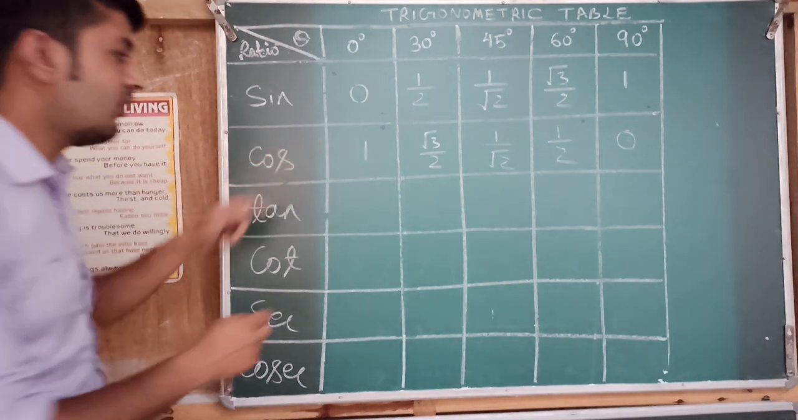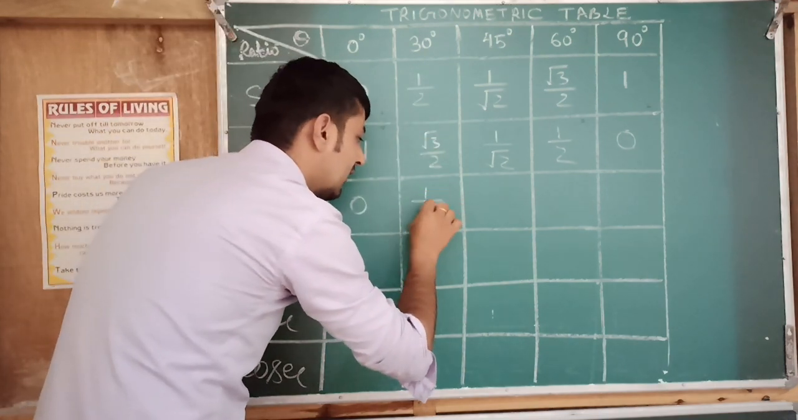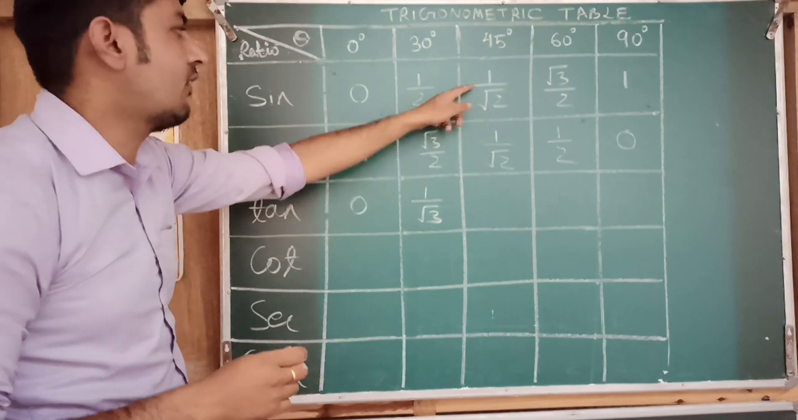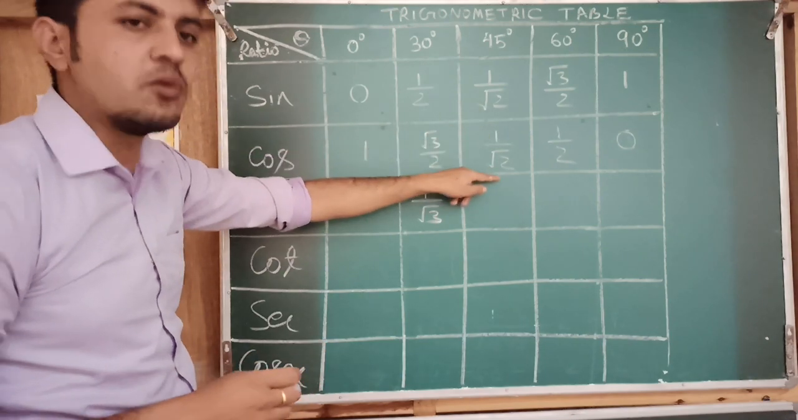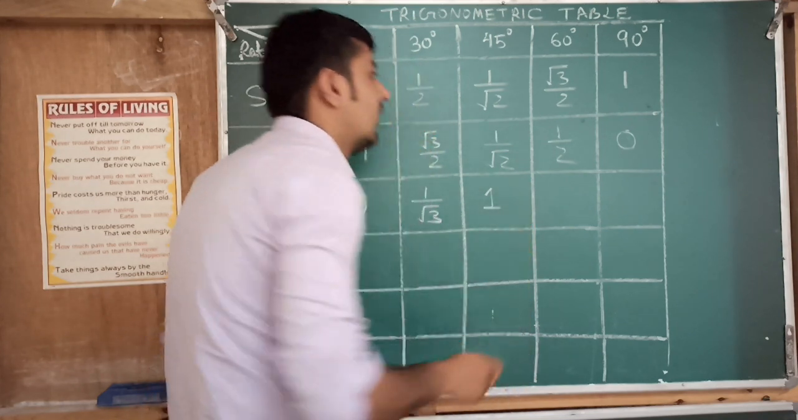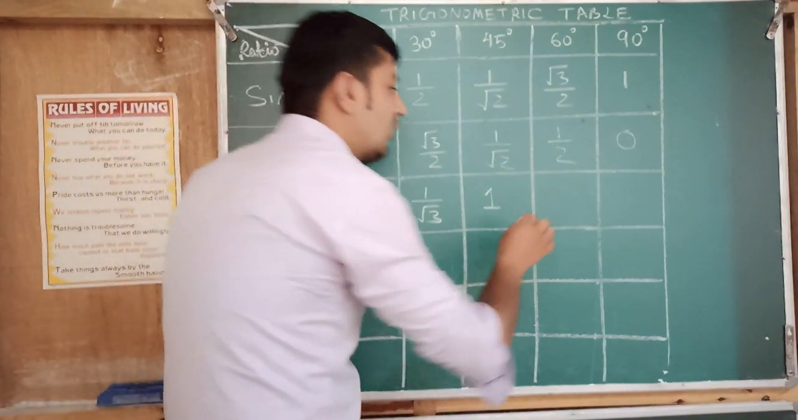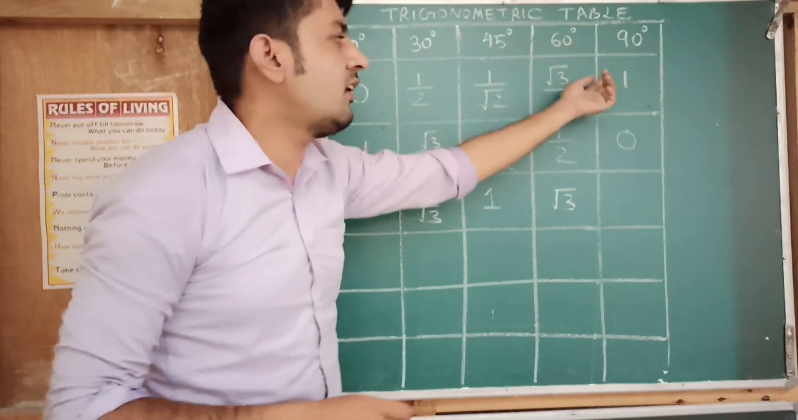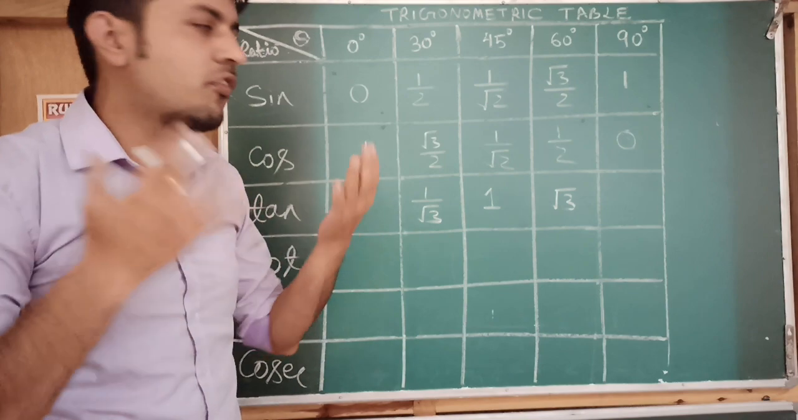So 0 by 1 is 0. This by this is how much? It will be 1 by root 3. Sin theta by cos theta, 1 by root 2 divided by 1 by root 2, how much are you going to get? You will be getting 1. Then again, this divided by this, how much will you be getting? You will be getting root 3. And finally, 1 divided by 0. 1 divided by 0 is not defined because the value is very, very large.